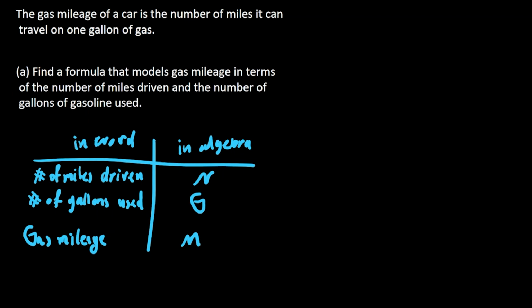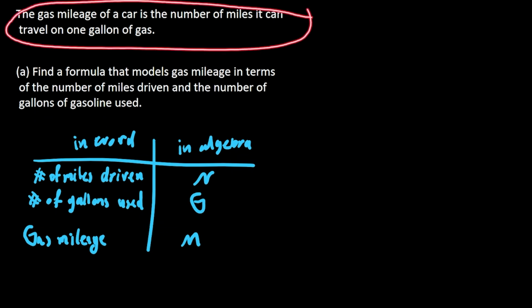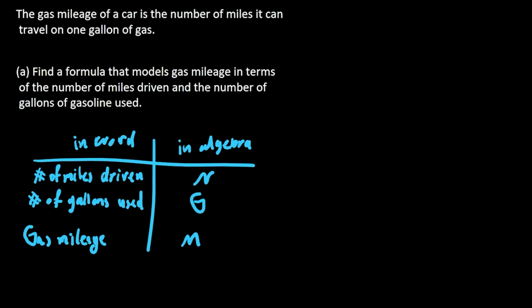Basically, you can use any letter you like. But most importantly, you need to know that this letter is referring to this phrase in words. So let me make the model now. From this phrase, we know that the gas mileage is the number of miles driven over the number of gallons. So we can say that M, which is mileage, equals N over G.